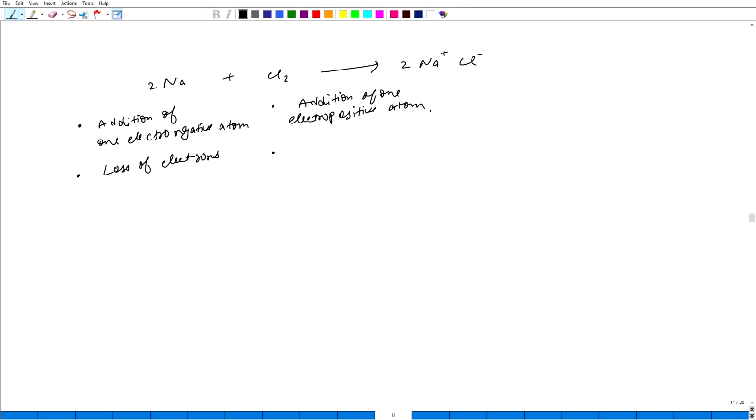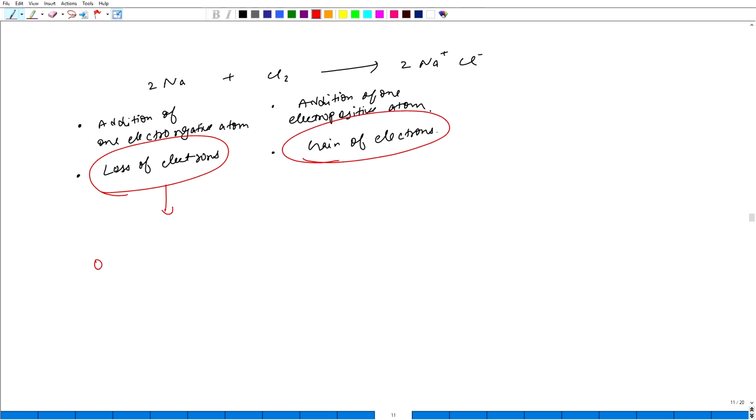And what is chlorine doing? It is gaining electrons. That means we are already aware that sodium is getting oxidized because of the addition of an electronegative atom. So a new terminology we can define for oxidation and reduction, in terms of electron transfer, is loss of electrons and gain of electrons. Loss of electrons will be termed an oxidation reaction, and gain of electrons will be a reduction reaction.